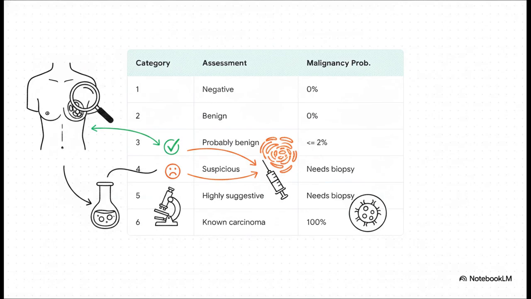To make sure every single doctor and radiologist on the planet is speaking the exact same language, they use a standardized grading scale called the BI-RADS scoring system. It scores imaging from 0 to 6. Getting a 1 or a 2 means you're totally clear, basically a 0% chance of malignancy. But if a scan comes back as a 4 or 5, those are suspicious and highly suggestive. That score standardizes the next step instantly. It tells the team that simple observation is out the window and an urgent tissue biopsy is absolutely non-negotiable.